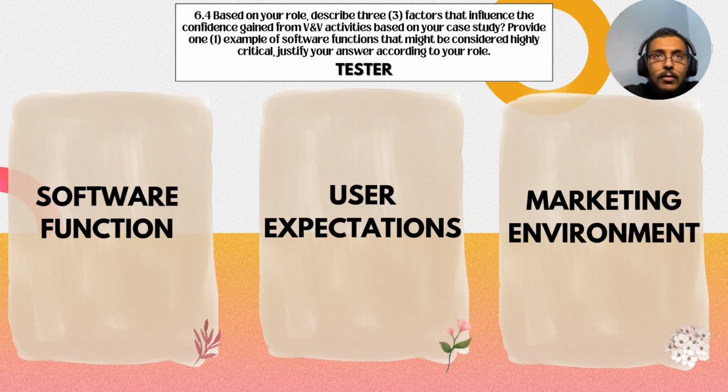As a tester in this program, for software functionality, we are going to start by testing the critical features like payment gateways to ensure security and, of course, reliability. For example, validating secure transactions to prevent fraud. Then user expectations: ensuring the platform meets user needs for speed and accuracy, for example testing search results for relevance and precision. Then the marketing environment: verifying key features like flash sales under tight deadlines, which of course we have to ensure. For example, ensuring flash sales run smoothly during peak traffic.